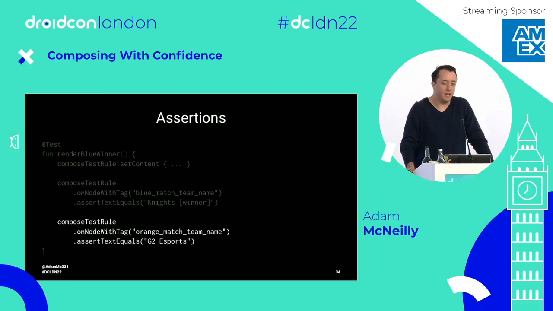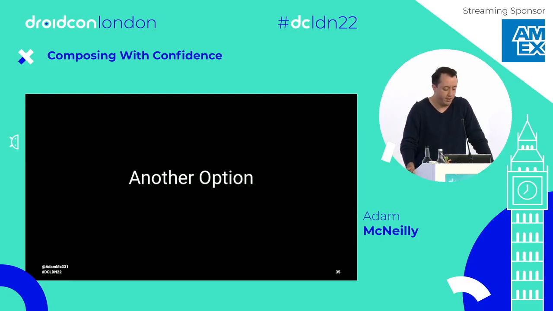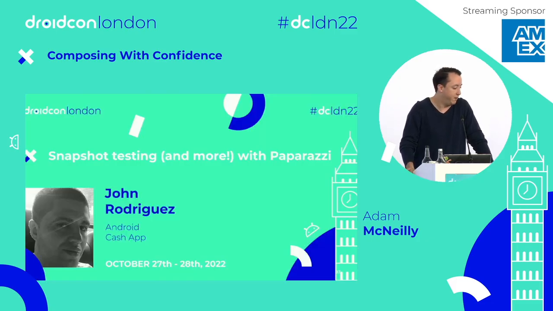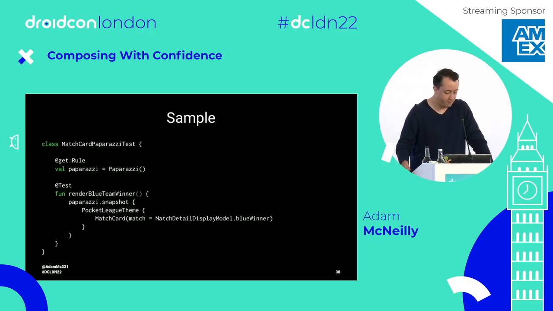But with something like this rendering logic, there's actually another option we could look at that I find really cool, which is something called Paparazzi, which is a way to render your Android screens without a physical device or emulator. Now, I'm not going to talk about it a lot because there's actually a presentation about this from John Rodriguez later today. It's in the booth room at 3:20. Definitely recommend checking it out. But let's look at a sample of what this is.